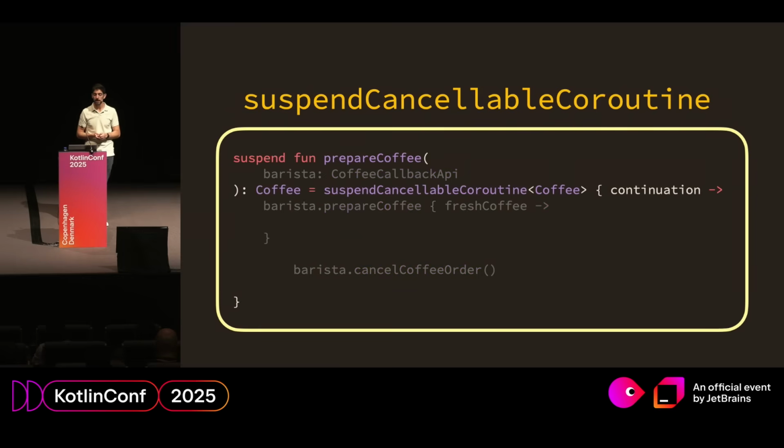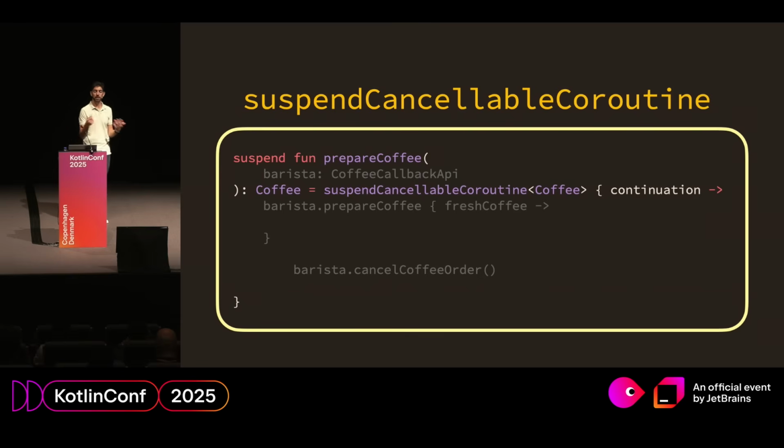So what we are going to do is create a suspend function, prepareCoffee, and then we call the suspendCancellableCoroutine API with the type we are returning, Coffee in this case. And here we get the continuation. Probably, if you're familiar with coroutines, you are tired of hearing about continuations. But this is actually what gives us control of what to do with the calling coroutine, right? This gives us the opportunity to resume the coroutine whenever we want, or to return an error, or maybe just wait for cancellation signals.